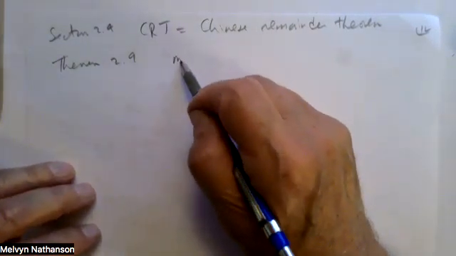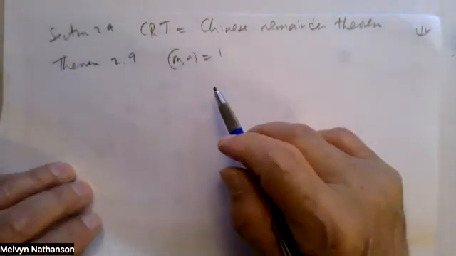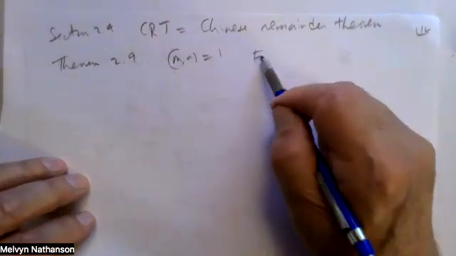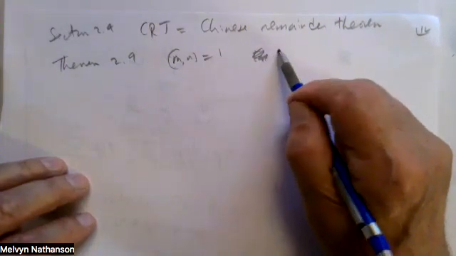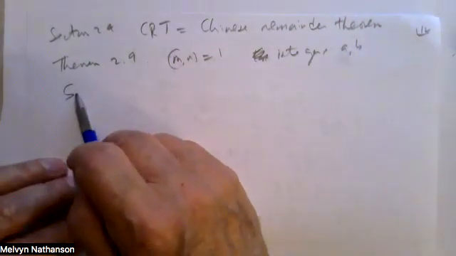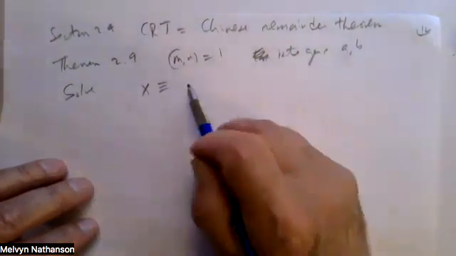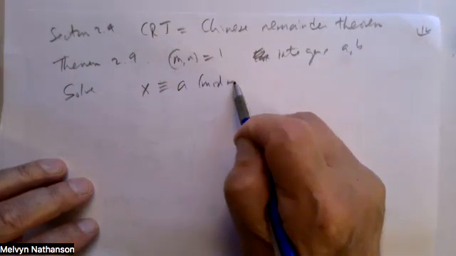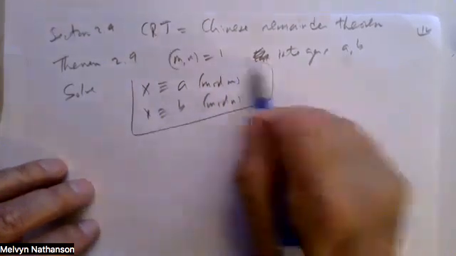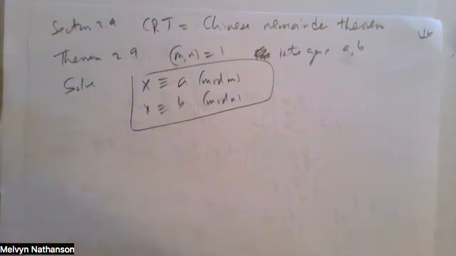We have positive integers m and n, which are relatively prime. And we also have integers, positive or negative, a and b. And the question is to solve, if we can, find a number which is simultaneously congruent to a mod m and congruent to b mod n. So given two such congruences, see if you can solve them.